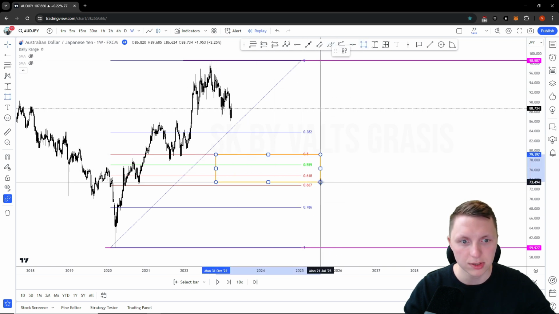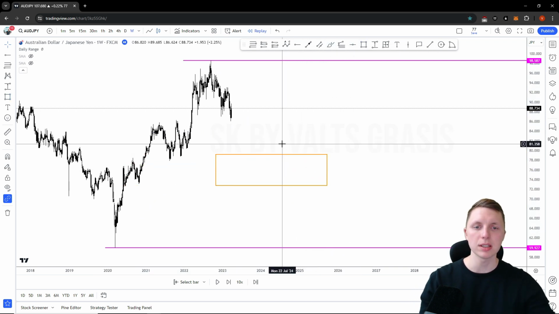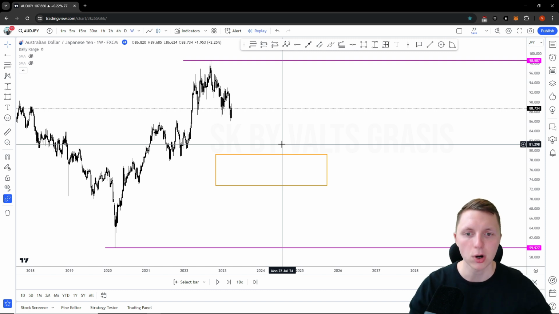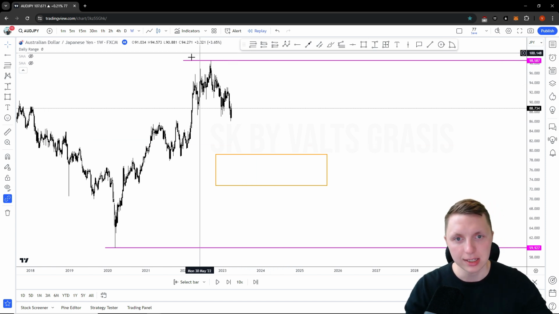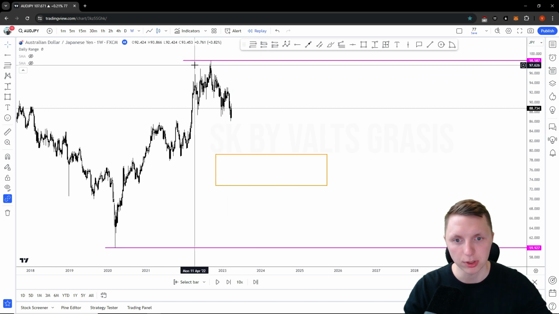Because when it comes to SK, one of the main principles is that the market moves in corrections, and we need those corrections because they are healthy. Every single market needs corrections. And that's why, in this case, you'll be looking for some sell opportunities.